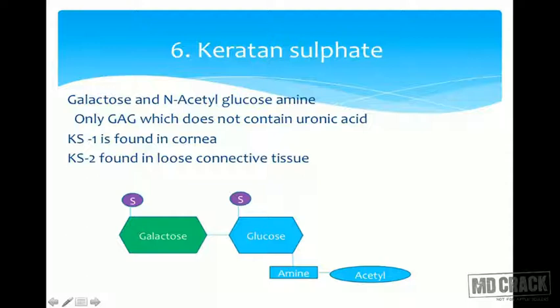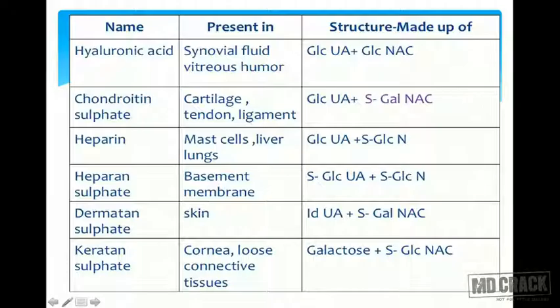It is the only glycosaminoglycan which does not contain uronic acid, and that is important in MCQs. The heteropolysaccharide which does not contain uronic acid is keratan sulfate. There are two types. One is found in cornea. Keratan sulfate 2 is found in loose connective tissues. So here is a summary table which tells you the different structures.